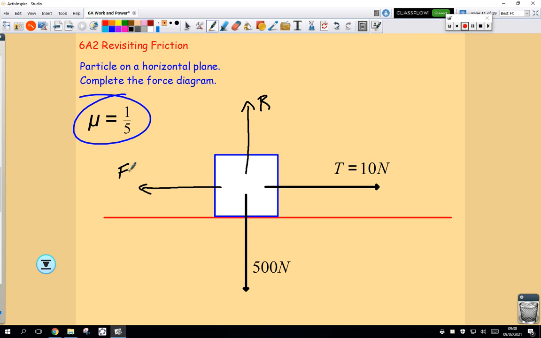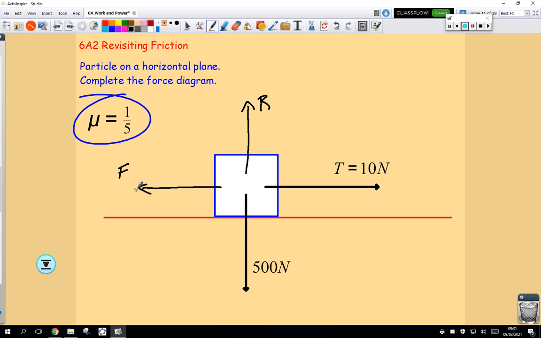So we've got the friction force. So there are four forces at work on this particle. There is its weight downwards, and a tension force pulling it to the right. There's a normal reaction, which is the force on the particle by the horizontal plane. And then there's the friction force, the force on the object by friction. And we want to work these things out.